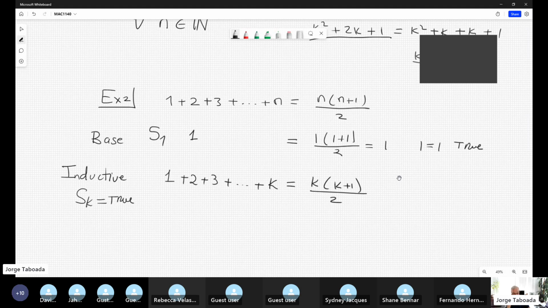Suppose that K is 1,000. So the first 1,000 numbers are true, but I cannot prove it for infinity. So now I investigate what happens with S of K plus 1. S of K plus 1 is easy. You copy 1 plus 2 plus 3 plus ... plus K, and you include the next one, K plus 1. At least in the left hand side, you include one more term, K plus 1.